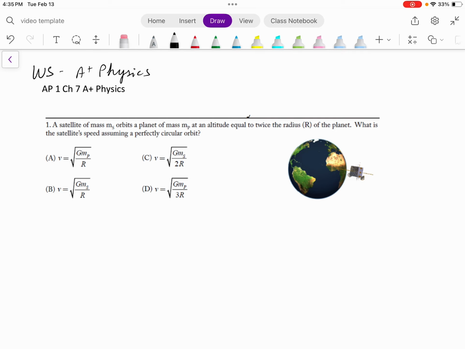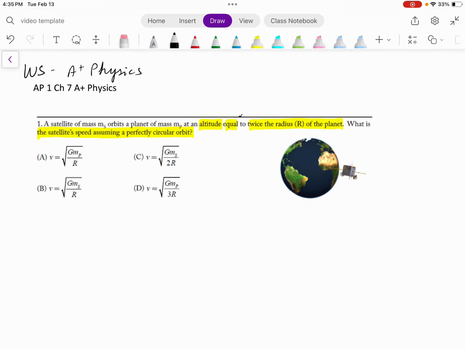Number 1, a satellite of mass m sub s orbits a planet of mass m_p at an altitude equal to twice the radius of the planet. What is the satellite's speed, assuming a perfectly circular orbit? They didn't say angular speed. They said speed, so we're looking for a linear speed.